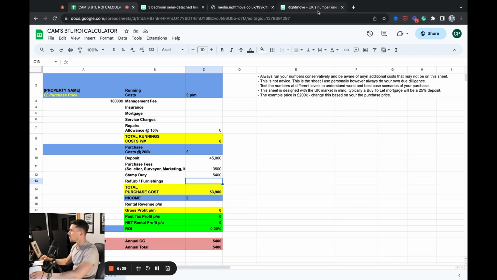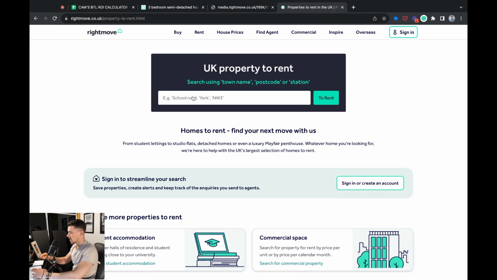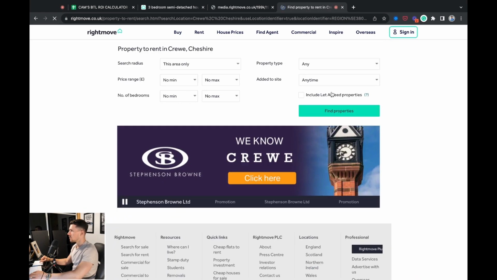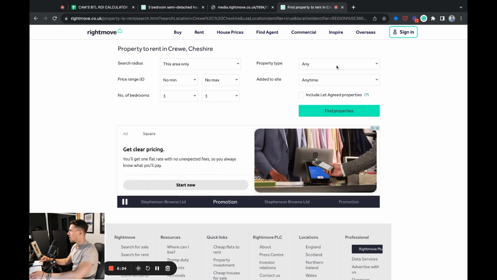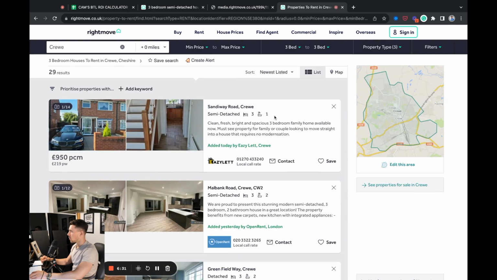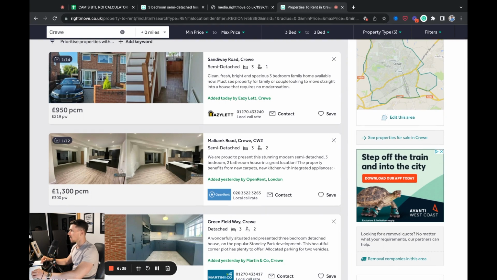So I'm going to go back onto Rightmove here, but instead I'm going to look at property to rent. And again, I'm going to go into Crewe, to rent, number of bedrooms, 3 we're looking at. Property type, houses. And we're going to plug that in. And then we're going to go from newest listed. And what this is going to do is give us an idea of what the going rent in the market is for a nice property in Crewe.